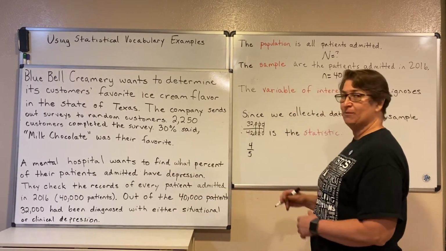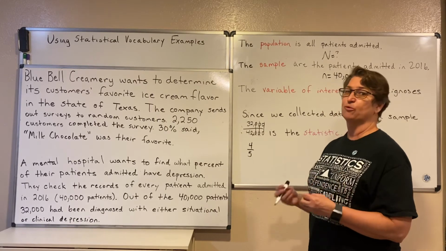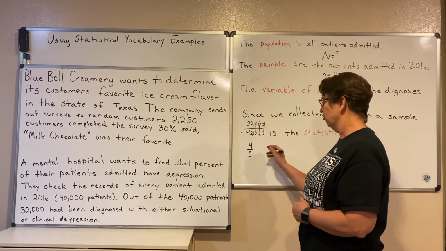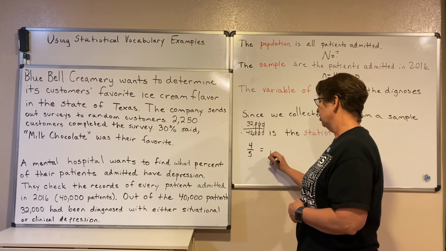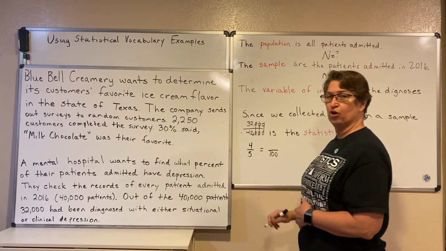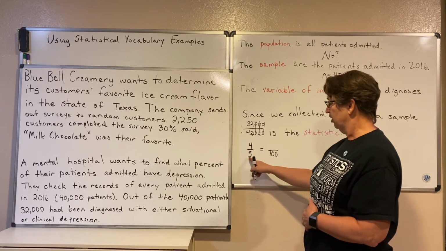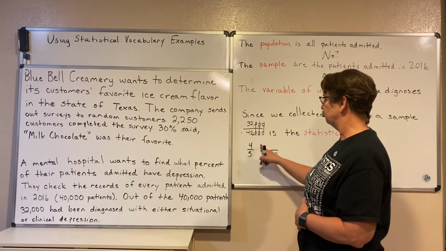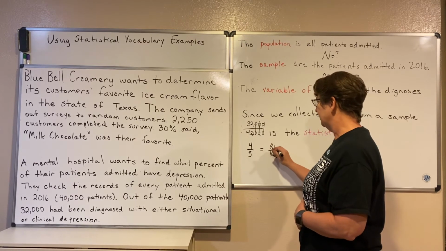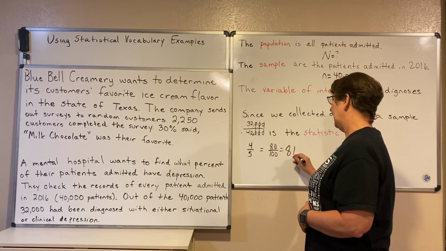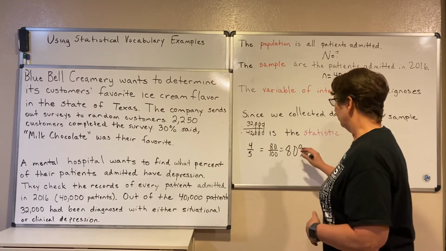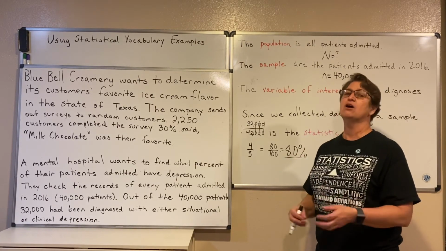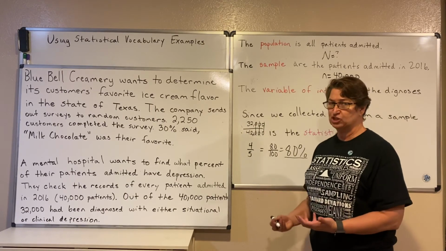Or you could even make that into a percent. If you prefer it as a percent, that one number, that statistic as a percent, remember to make it into a percent, you just make your denominator 100. So to get to 100, 5 times 20 would give me 100. Well, then 4 times 20 is 80. So this is equal to 80%. So this is also a statistic. 80% of the patients are diagnosed with depression.